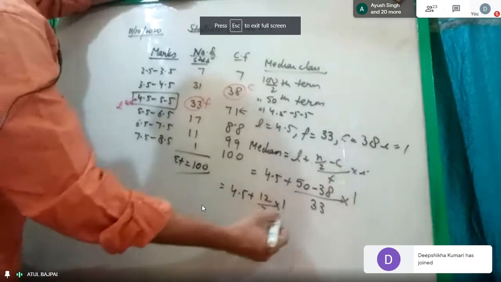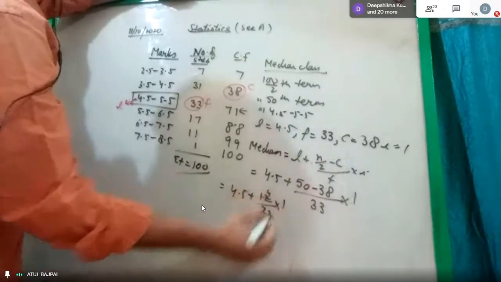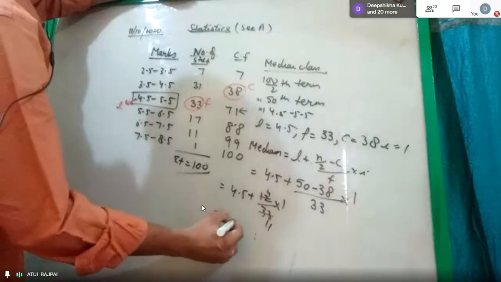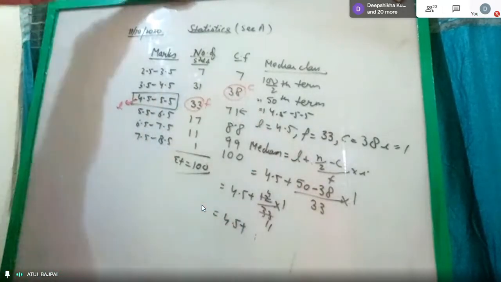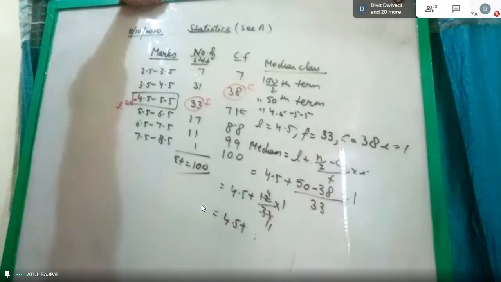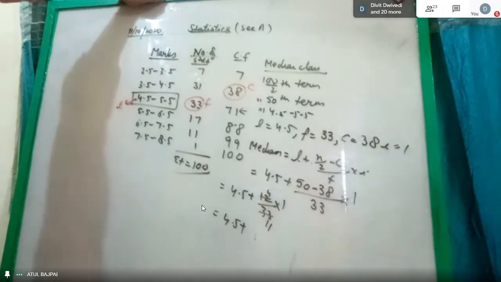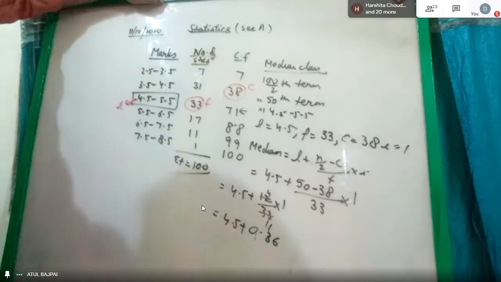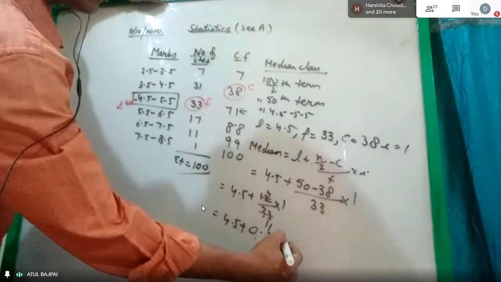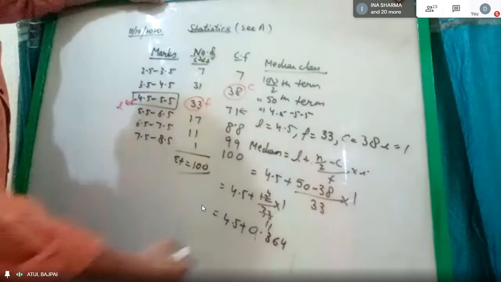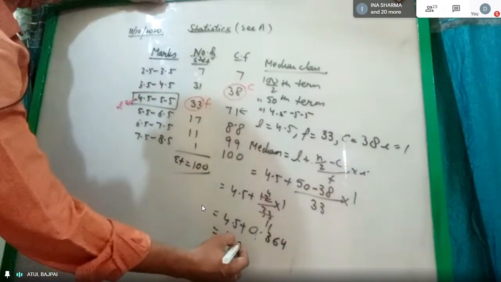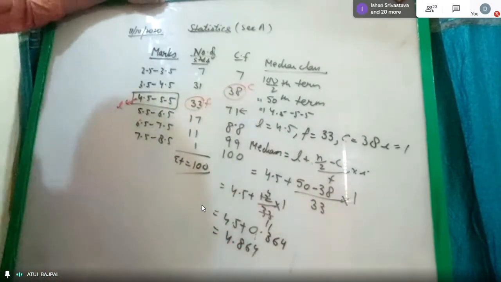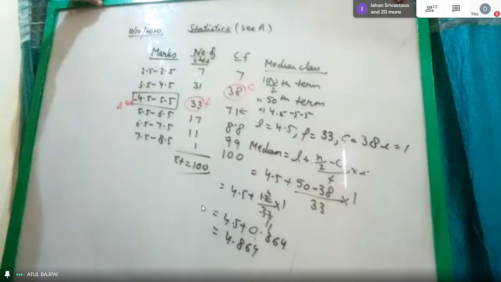12 by 33, cancel 3: 11, 3, 4, 4 by 11. Change it to decimal and add to 4.5. What we get? 0.3636, so you can write 0.364, and add them to get 4.864. This is the median. Clear about this?